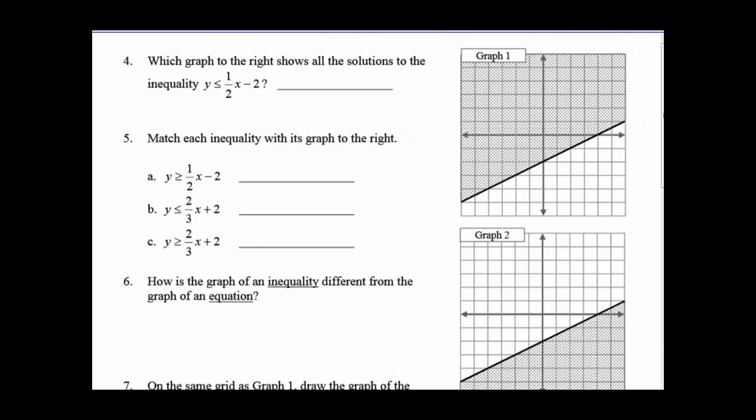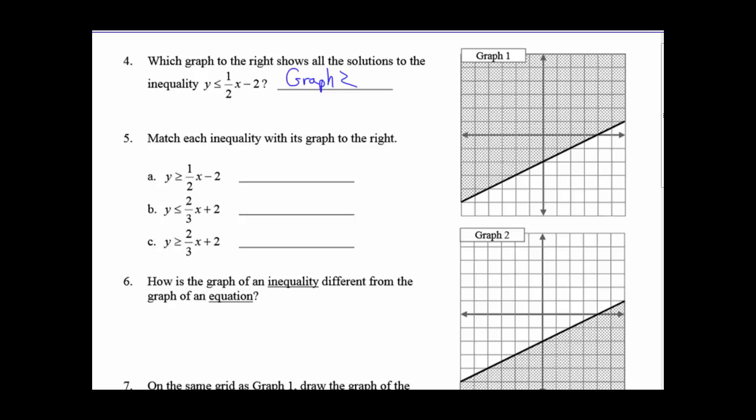All right, next page. Which graph to the right shows all of the solutions to the inequality y is less than or equal to 1/2 x minus 2? So we're looking for all the y's that are less than or equal to 1/2 x minus 2. If we compare it to the graph that we just got done, when we said less than, we were looking at answers that were below the line. So the shaded region that's below the line looks like graph number 2. We need to match the inequality with the graph to the right.